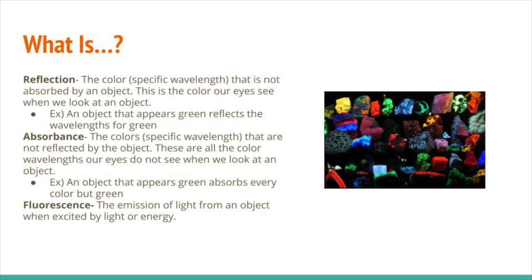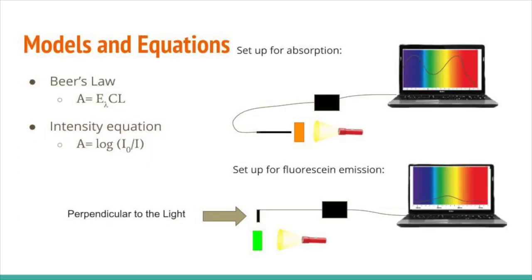However, on the other hand, absorbance is the complete opposite. These are the colors that are not reflected by the object. They're all the colors our eyes do not see when we look at an object. Fluorescence is the emission of light from an object when excited by light or energy. Some models and equations that we used during the lab were Beer's law and the intensity equation. Beer's law we used to find concentration, and the intensity equation we used the intensities to find absorption.